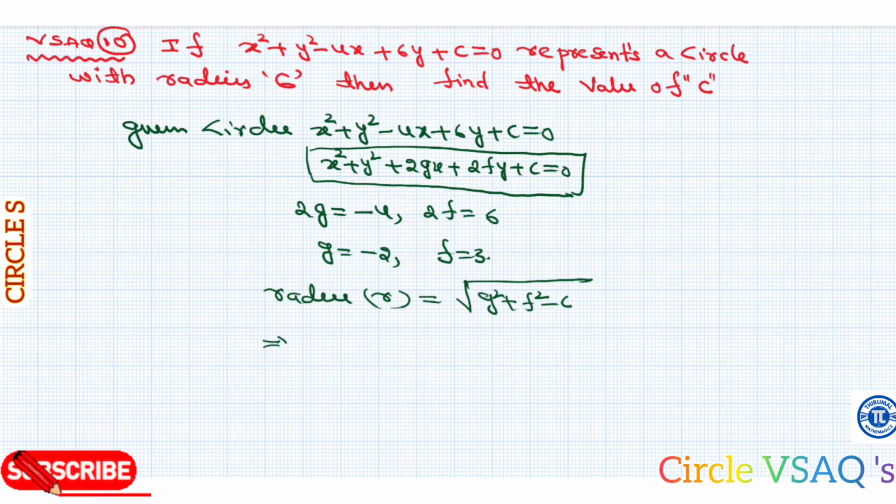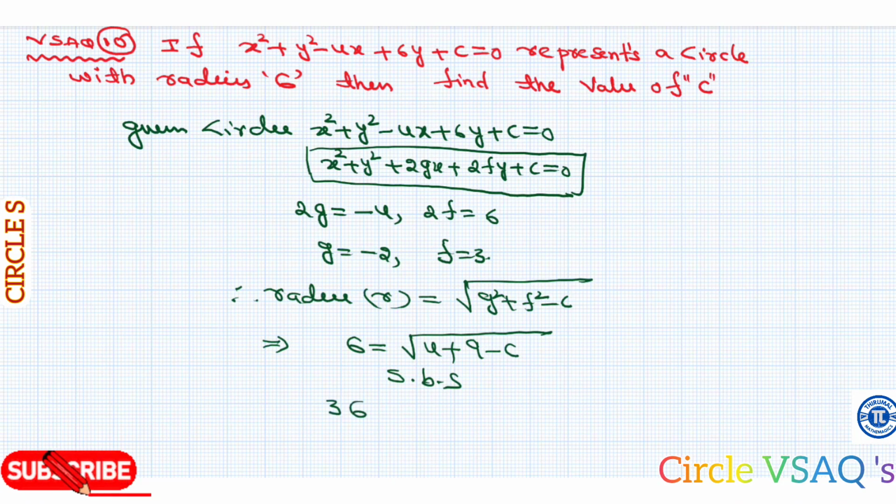It is equal to the given radius of the circle, which is 6. So 6 = √(g² is (−2)² = 4, plus f² is 3² = 9, minus c). Now squaring on both sides: on the left side 6² is 36, on the right side the root cancels. 4 plus 9 is 13 minus c, which implies c = 13 − 36. Then we get c = −23.